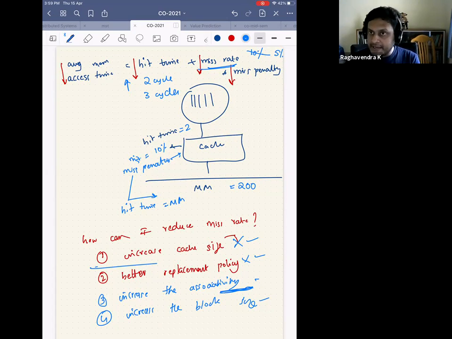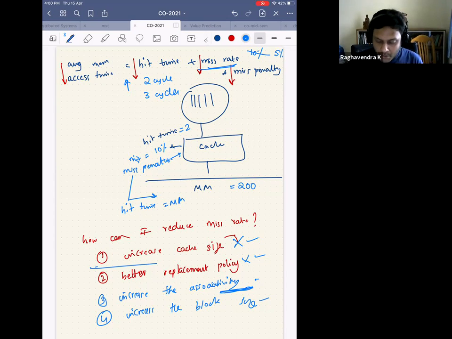If I increase the cache size, then the hit time increases. So even though I have reduced the miss rate, the hit time might increase. If I increase the associativity, even though the miss rate might decrease, again, this is debatable, but in general the miss rate decreases and hit time might increase. If I increase the block size, even though the miss rate decreases, the miss rate can again go up because of the way I have chosen the block size.